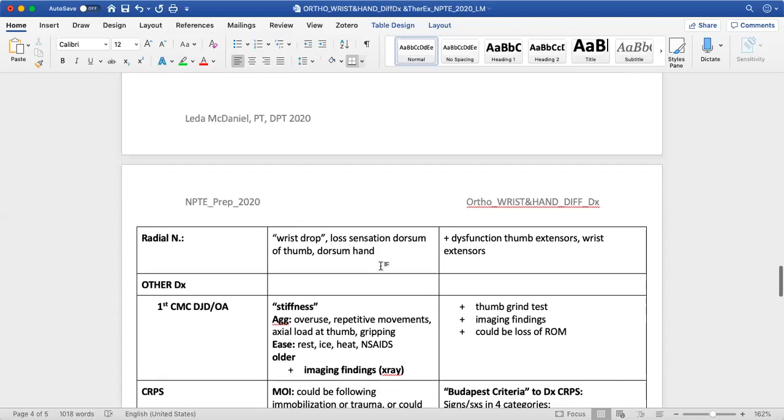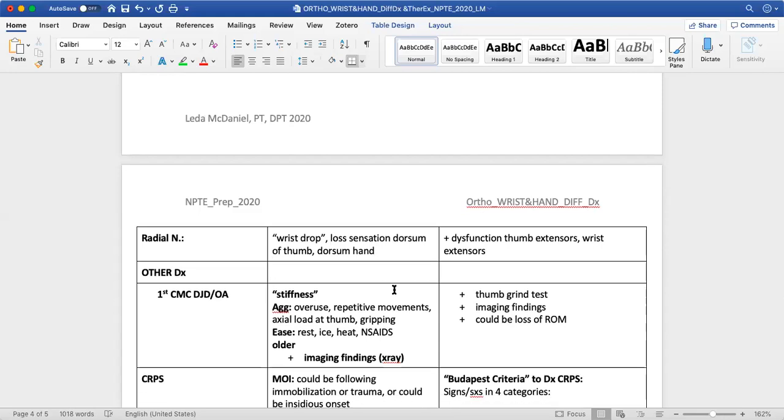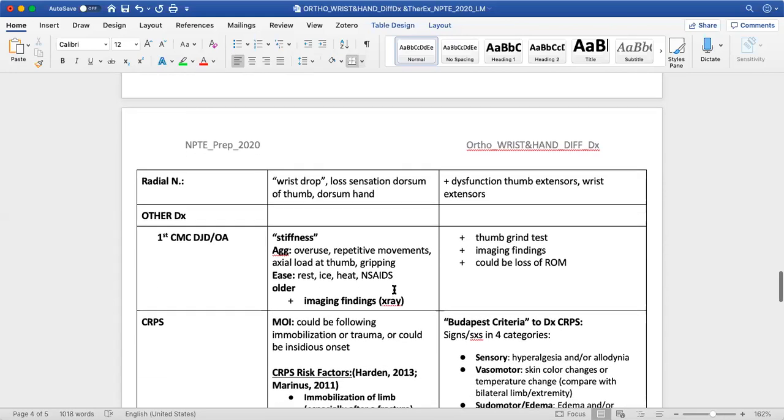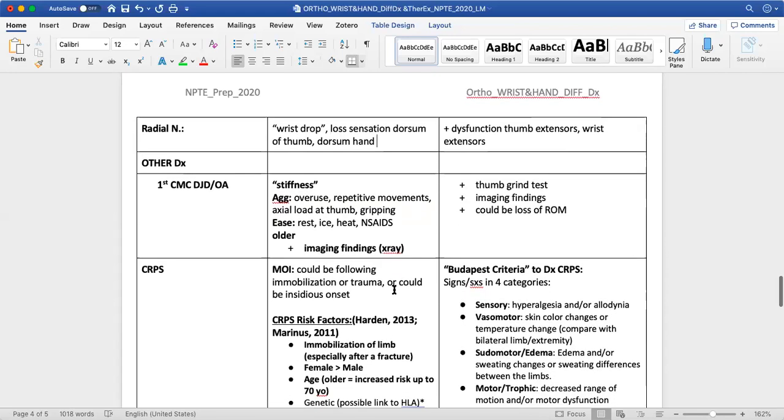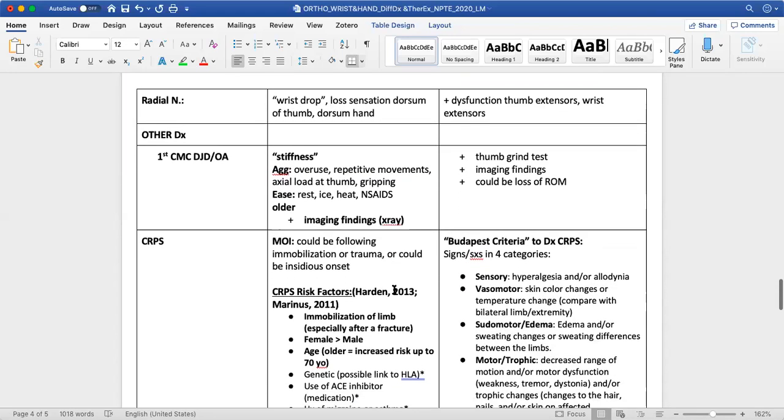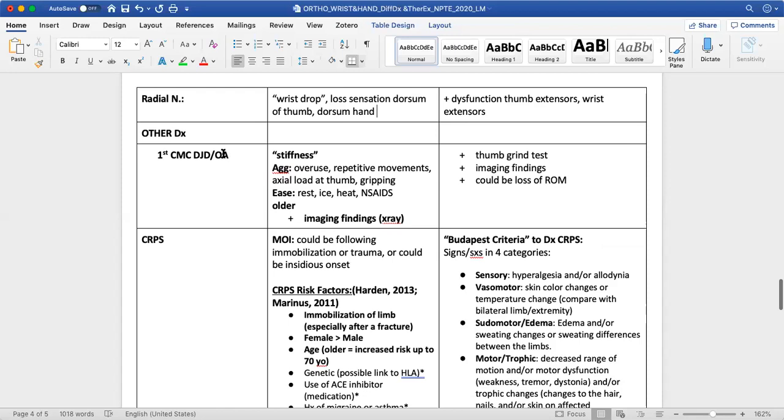Some other diagnoses at the wrist, and I apologize, I'm going pretty quick, but I want to get through just a couple more things here before we wrap up. Could see first CMC degenerative joint disease, or OA. So in the hand, that's going to be commonly the joint that's affected. Positive imaging findings are going to be your gold standard. So the decreased joint space and osteophytes and sclerosis, that trifecta of findings for degenerative joint disease.